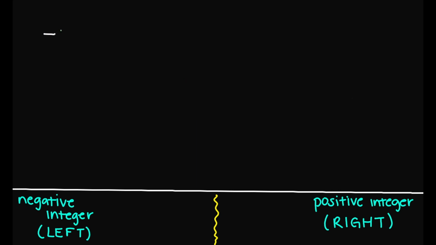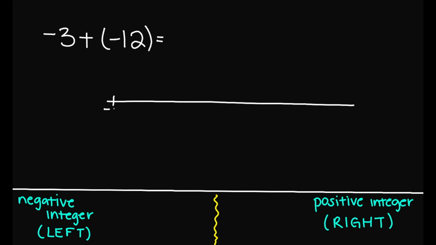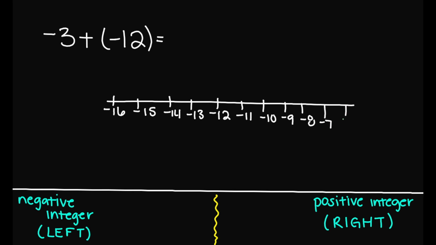Let's look at negative 3 plus negative 12. I'm going to start with negative 16. And then we'll do negative 2 right here. All right, so first let's locate our negative 3 on the number line. So negative 3 is right here on my number line.